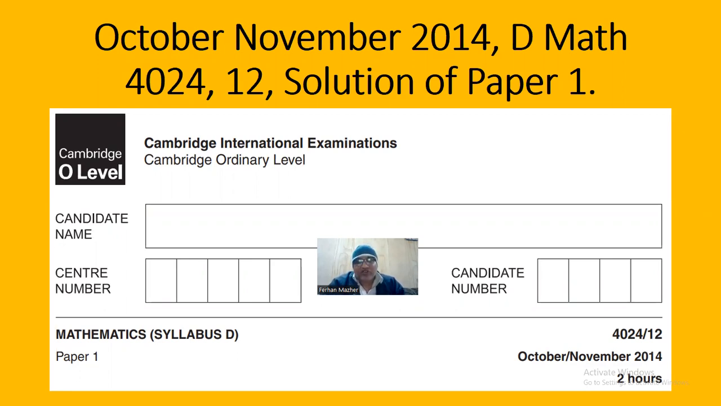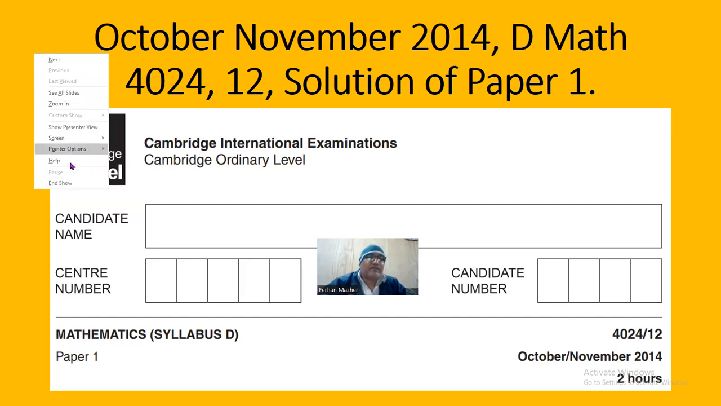Syllabus D. Today we have set our hearts to solve a Paper 1, and for this purpose we have selected the October-November 2014 1-2 paper. This Paper 1 belongs to Zone 1 or Zone 2, sorry, and Variant 2, you can say. The time allowed for this paper is 2 hours, and the calculator is not allowed in this paper. So let's start today's paper. Here we go.